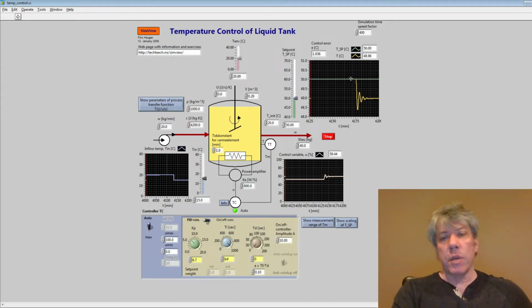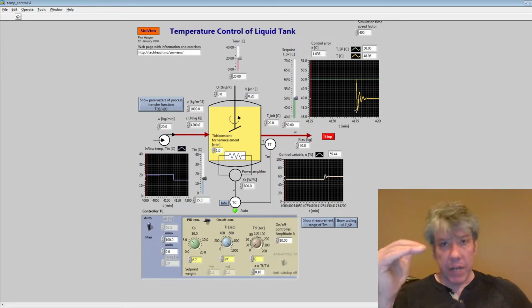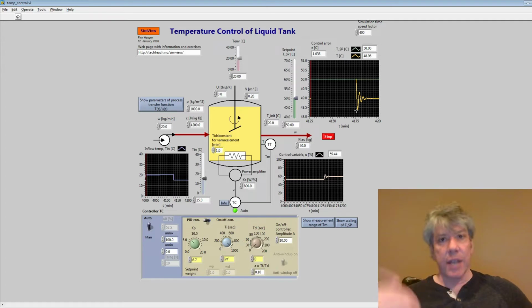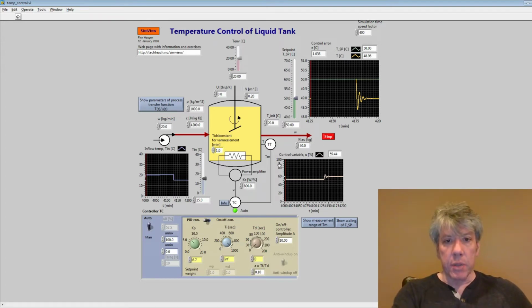But you notice that what has happened is we went from 20 degrees down to 15 degrees, and the temperature output from the tank started dropping like crazy, but it rebounded. Why did it rebound? Well, because now that there's some error, some difference between the desired value, the set point of 50 degrees, and the actual output tank temperature, you notice the control variable responded. That was the proportional control.